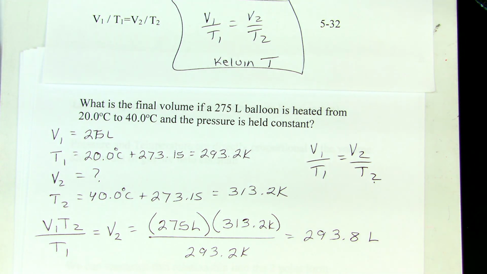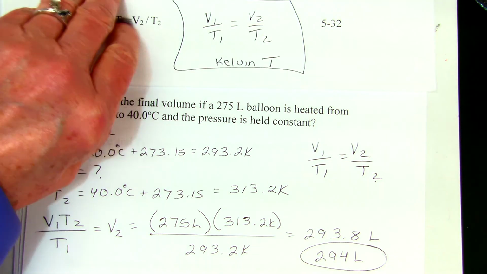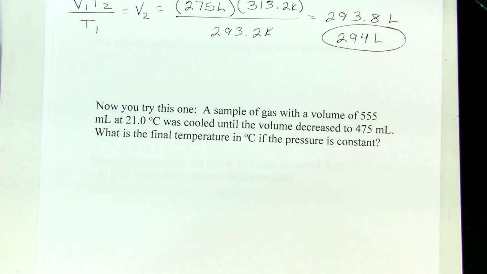But when I go back and check my sig figs, what can I report? How many sig figs? 3. So I round to 294 liters. So we do the math just like we did Boyle's Law. We have an algebraic relationship. We know 3 of the 4 variables. We solve for the 4th. Let's have you go ahead and do these on the boards with your groups.